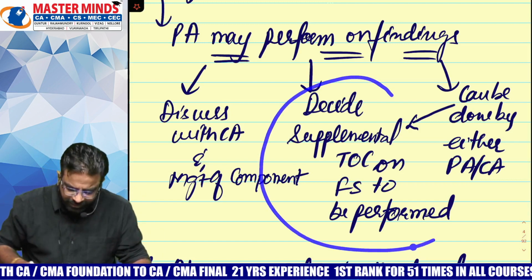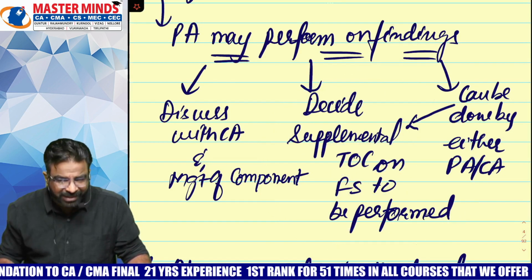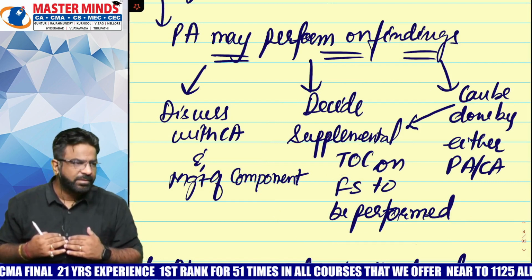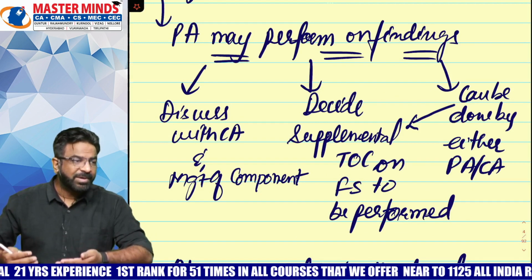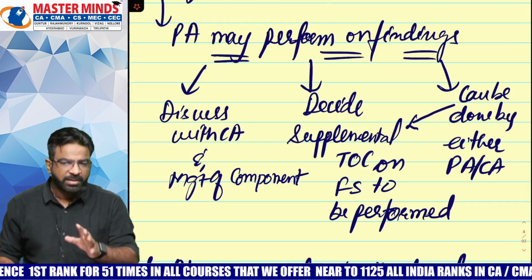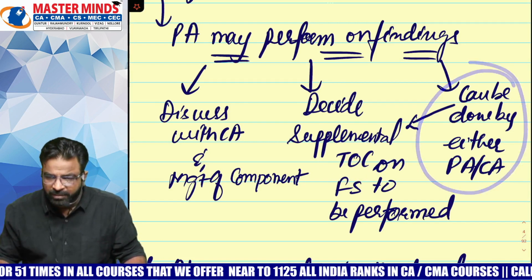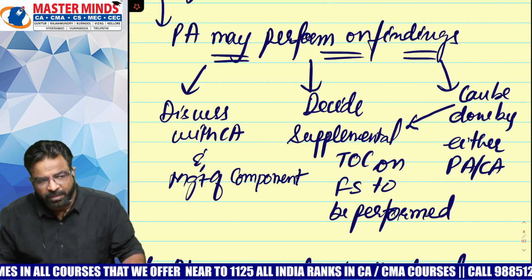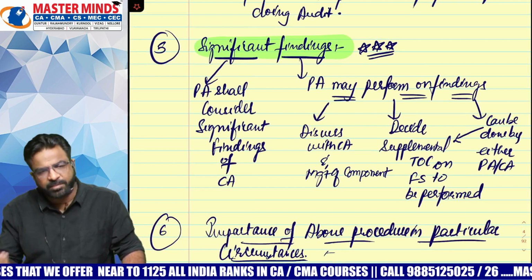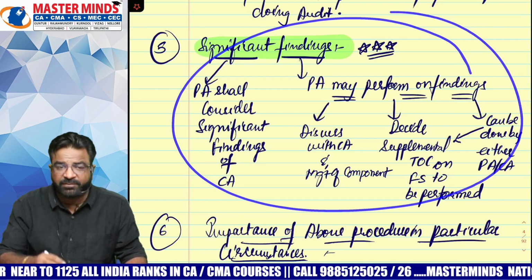And what is the third thing? Decide supplemental TOC on FS to be what? Performed. If I think that what she has done was not good enough from my level, I may direct her to do some additional FABs. What is additional FABs? Additional further audit procedure. I think you have done less TOC, do more now. And last one can be done either by principal auditor as well as what? And if I think that she can do that much only and I need to do little bit extra hard work, I may also allow her or I may also help her. So tell me the 4 things you will do if you will find a significant findings.